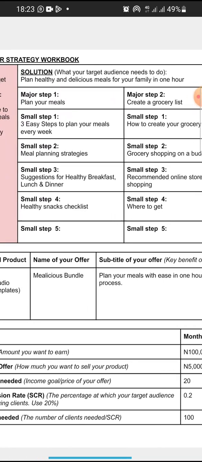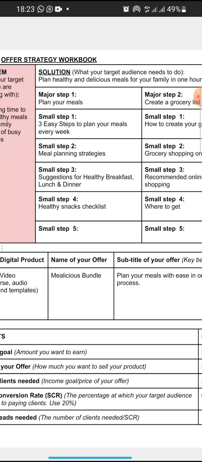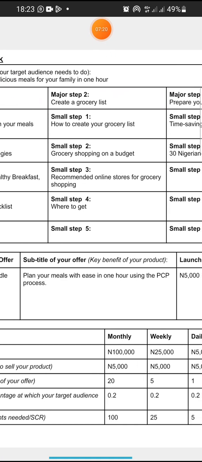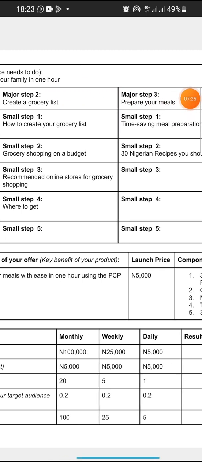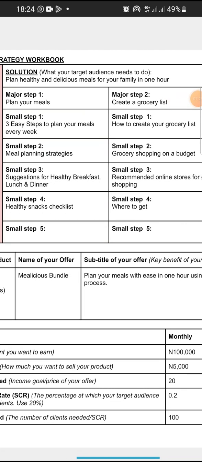So now, when you finish writing the solution in a sentence, the next thing you need to do is to write out the 3 major steps for the solution. What are the major steps they need to take to solve that problem? So in this case, major step 1 here is plan your meals, right? Then the second step that she wrote is create a grocery list. And then the third one is prepare your meals. So those are the 3 major steps.